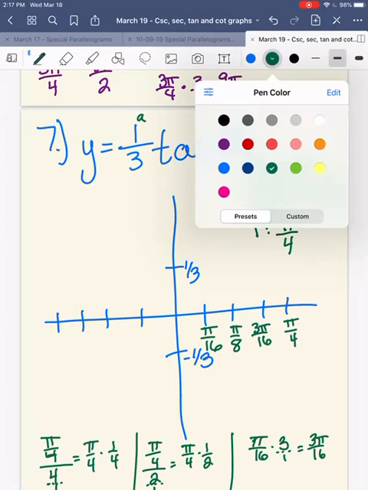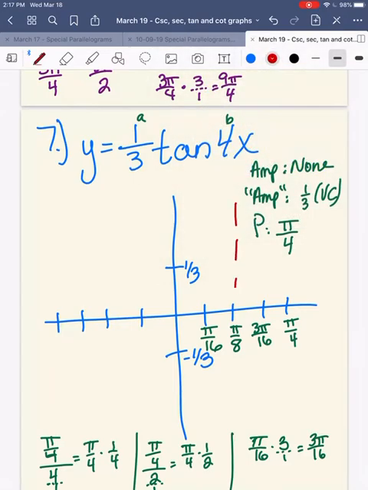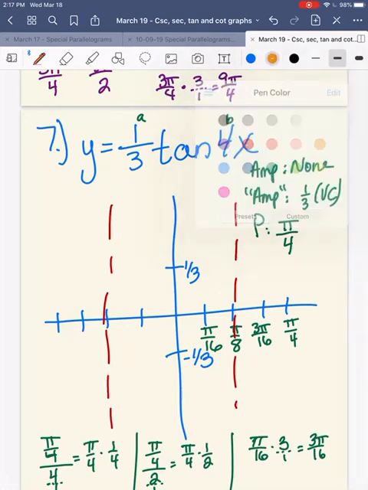Okay? And then tangent has asymptotes 2 to the right, and then 2 to the left. Ooh, that was pretty bad. And now I can plot my points. It doesn't have a reflection, so it's just going to be increasing. So start at the bottom, middle, top.